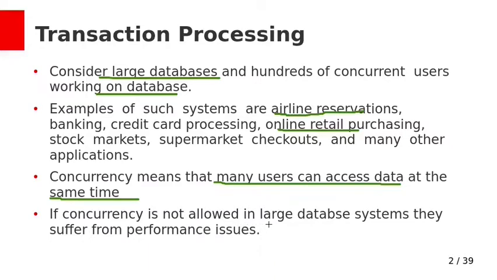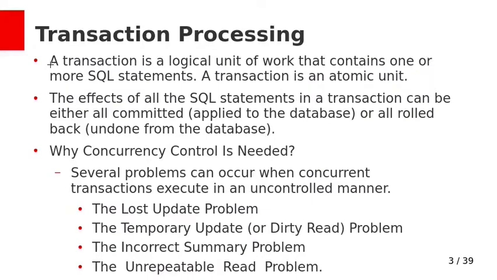If concurrency is not allowed in large database systems, they suffer from performance issues. So, in large database systems, concurrency is necessary. Let's see the transaction definition. A transaction is a logical unit of work that contains one or more SQL statements. A transaction is an atomic unit. Let's see what atomic unit means.